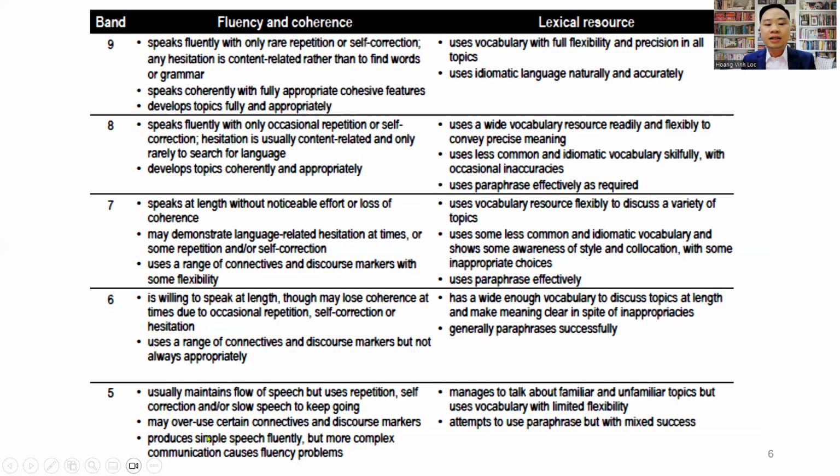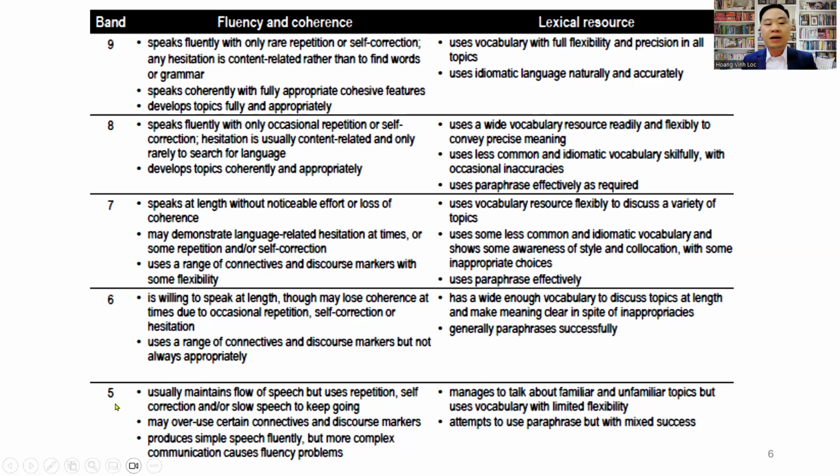If I set from band 5 to band 9, the first criterion is fluency and coherence. If you aimed at achieving band 5 with the fluency and coherence, you have some flow of speech that uses repetition, self-correction, and or slow speech. Or you may overuse certain connectives and discourse markers. And you may produce simple speech fluently, but more complex communication causes fluency problems.